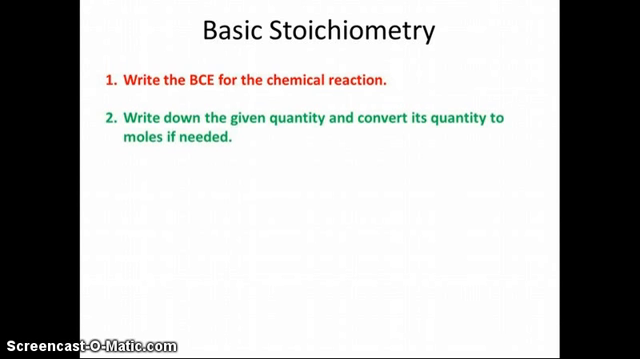Okay, so now we want to talk about basic stoichiometry, and basic stoichiometry can be executed in a simple set of steps. The first step being to write the balanced chemical equation for the reaction. So we have to have this because this is our recipe that relates all of our different pieces together. The next thing we'll want to do is to write down our given quantity and convert that quantity to moles if it's not moles already.